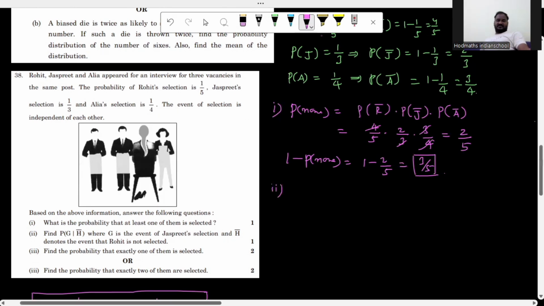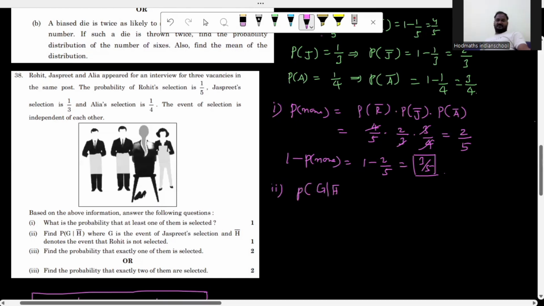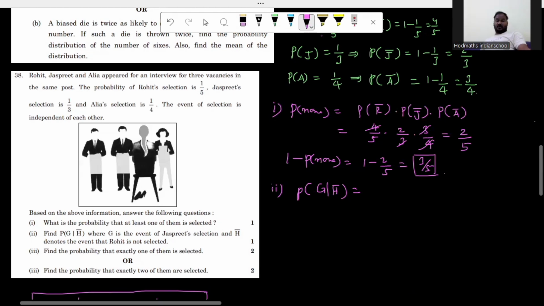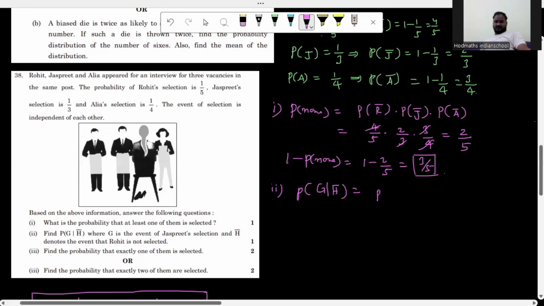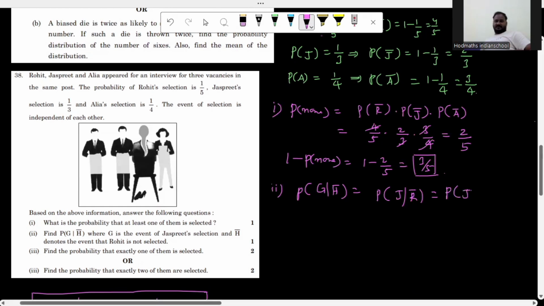And coming to the second one. What is the second one? Find the probability of G given H complement, where G is Jaspreet and H is Rohit. So basically, let us convert it into our terminology. Probability of Jaspreet given H is equal to Rohit, right? So Rohit is not getting selected. What is the formula for probability of E given F? E intersection F divided by probability of F. I'm using the same formula. So probability of J intersection R divided by probability of R.